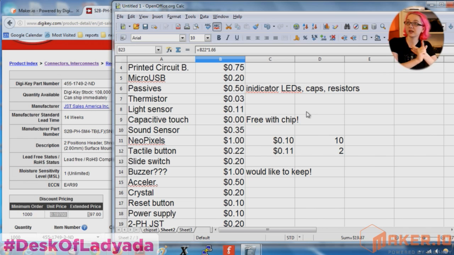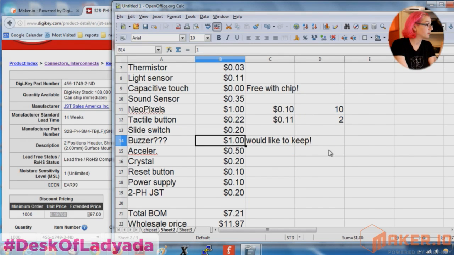There might be some parts here that I can negotiate on and say, I'm going to buy a lot of these, can you give me a better price? I can find alternatives as I do this. For example, the buzzer: if I can't find an alternative that's less expensive than $1, I can possibly do a through-hole version, because I can get a through-hole piezo for 33 cents. Then maybe the assembly cost changes.